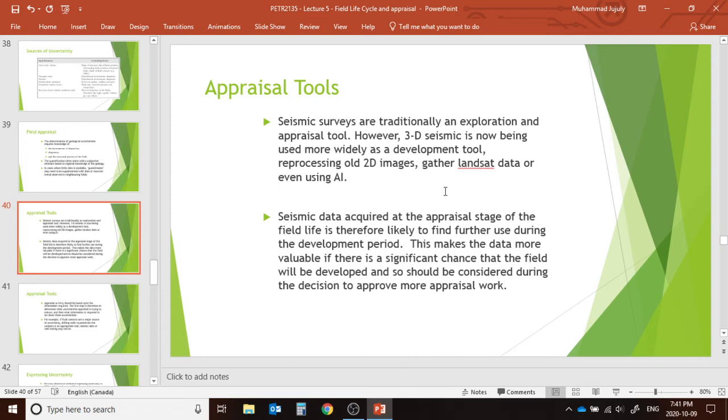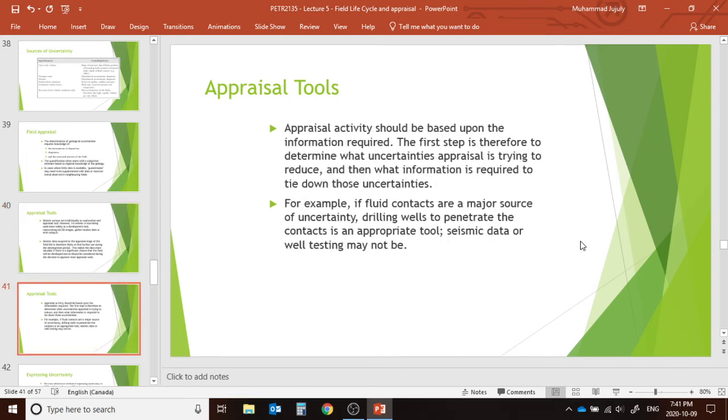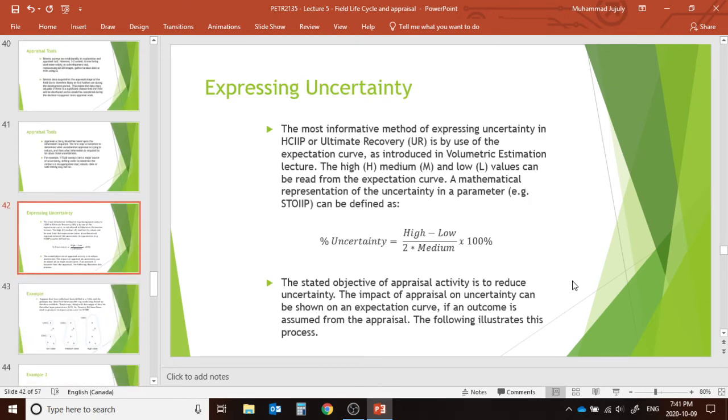Okay, and what else we can do, we can gather the sources of uncertainties, for instance, the wireline logs, and analyze more data and other tools. Okay, so this is how we can actually reduce the uncertainty using these tools, to do the appraisal.